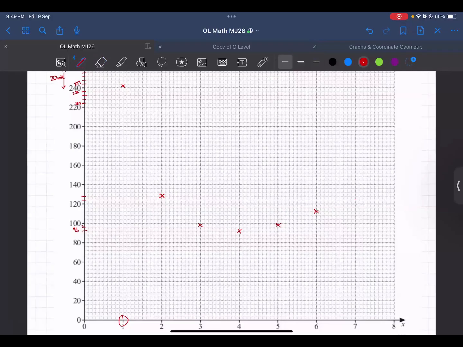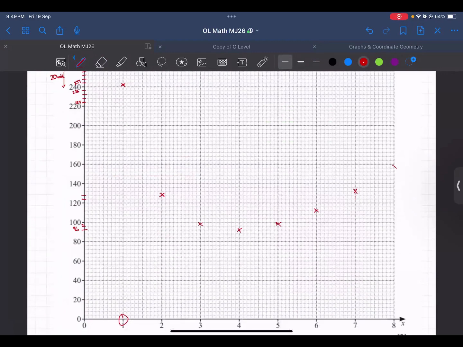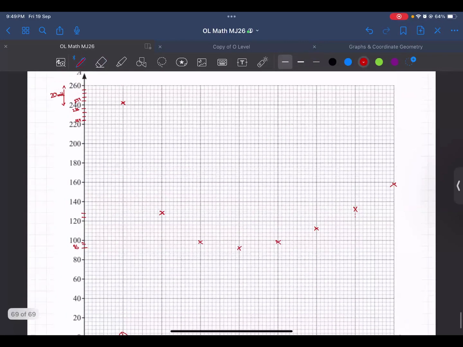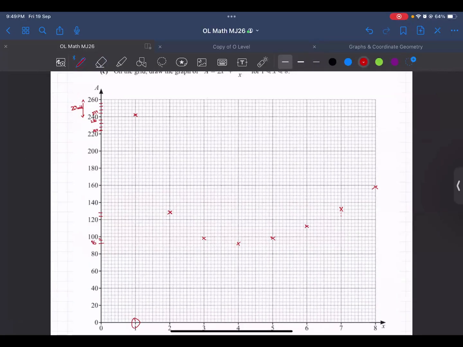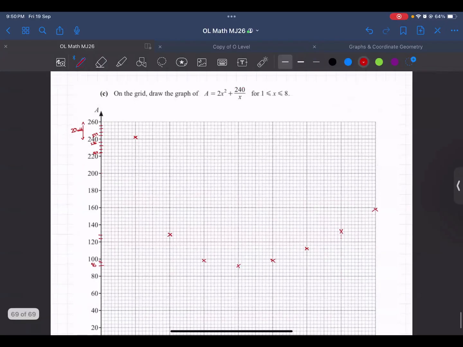120, 124, 128, 132. 8 comma 158. 158 is over here. So you have plotted it, and now you will join them with a smooth curve, passing through all these points, okay? Not just randomly like this, anything. You will properly follow the points. Look at the next point while you are trying to join, while you're trying to bring in your pencil to that point.